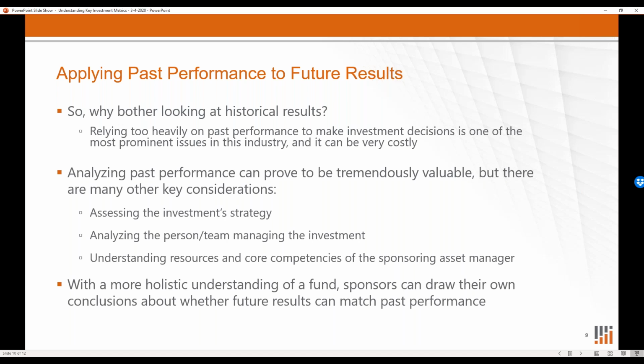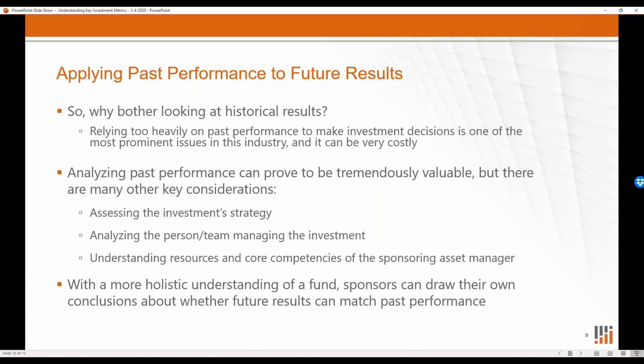So that said, what I will stress is past performance should not be the sole guidance for decisions about future results, but using past performance to evaluate investments is a great tool, and it is one of many tools that needs consideration. So a few of the examples that we use here to supplement past performance: a more subjective and qualitative analysis of an investment strategy, an evaluation of the people that actually manage and run that investment, an understanding of the resources and the core competencies that the asset manager sponsoring the investment has to offer.